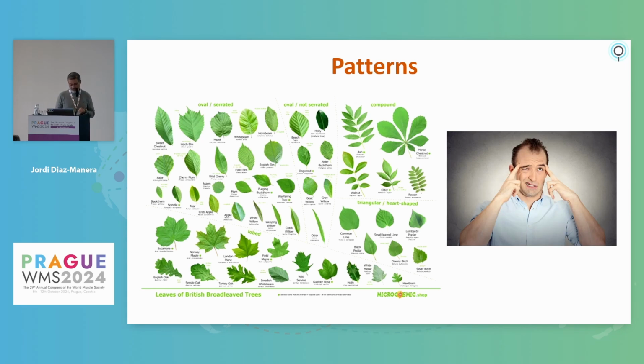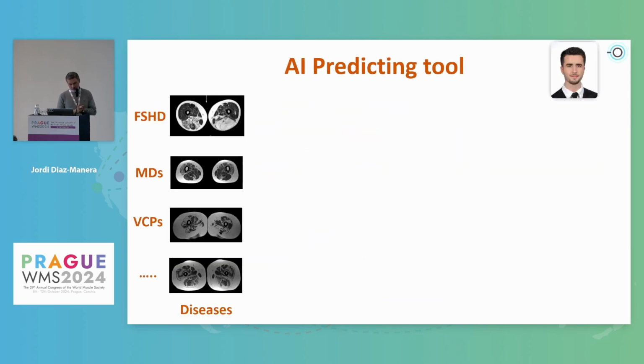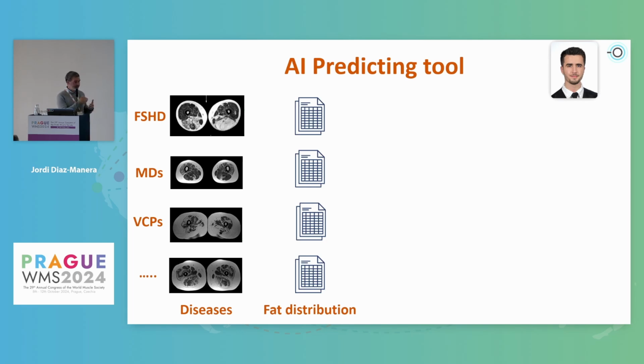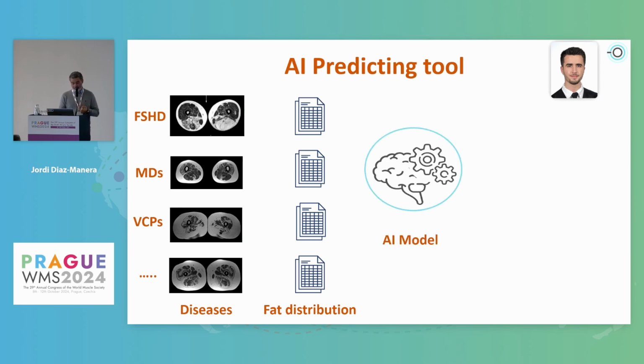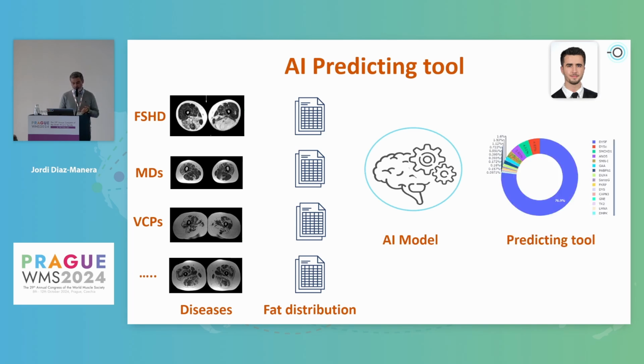So we try to find, how can we help people? Is there a way we can help people? So we started this project with Jose Verdu, who is an informatician working in our team, and we decided to try to use artificial intelligence to predict the diagnosis of diseases using the information present on MRI. So we collected a lot of MRIs. We analyzed the amount of fat using different scales. Mercury scale was mainly used here, and quantifying the fat in different muscles. We built a model, an artificial intelligence model based on machine learning, and then we built a predicting tool that at present is able to predict the disease with a high efficiency.